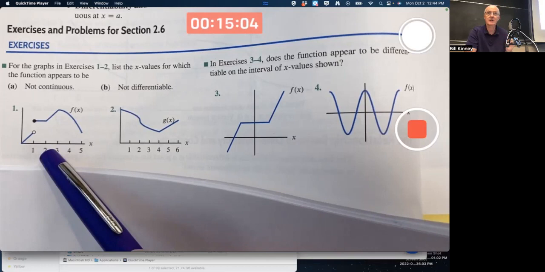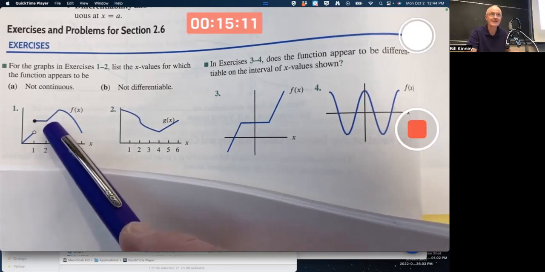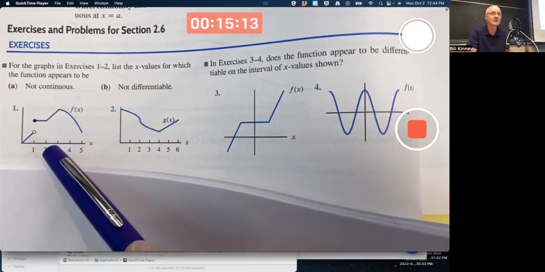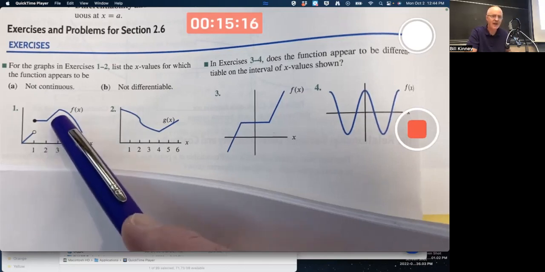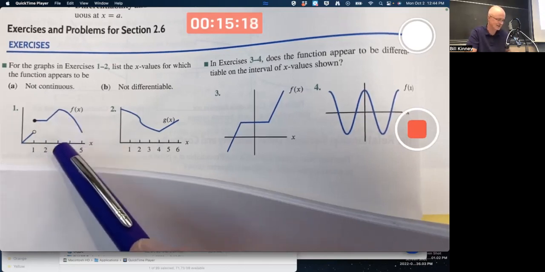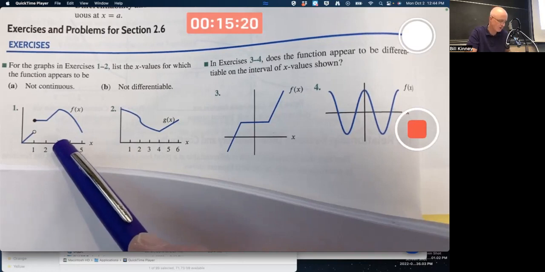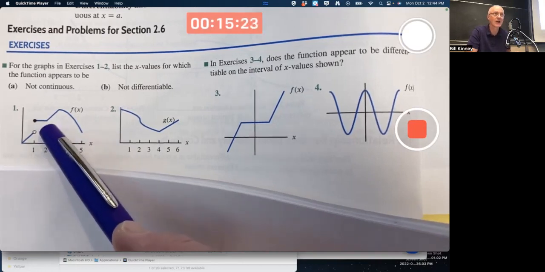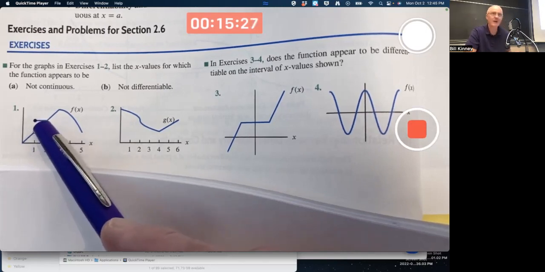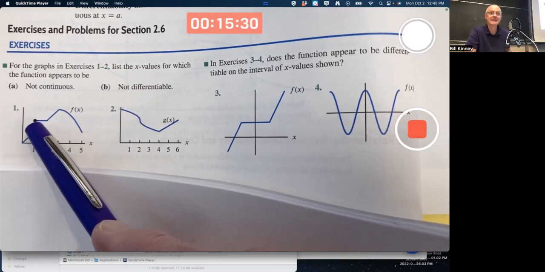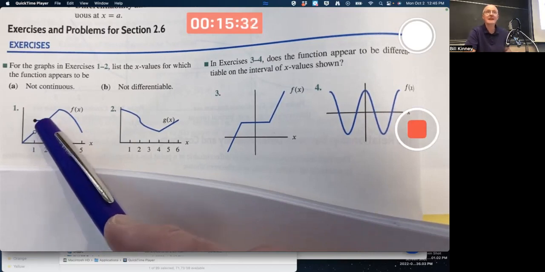It's also not going to be differentiable where there are corners in the graph. Is that a corner right there? Yes, it is. So it's not differentiable at 2. Is this a corner right there? Yes, it is. So it's not differentiable at 3. How do you tell if it's a corner or not? Well, does it look like a corner or not? Sort of the quickest way to say it. If you want to be a bit more technical about it, does the slope from the left equal the slope from the right as you approach the point, or are they different?